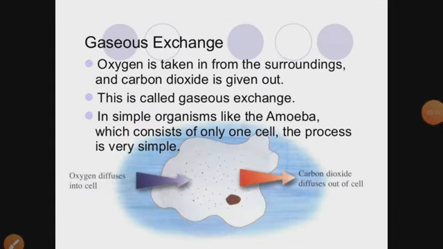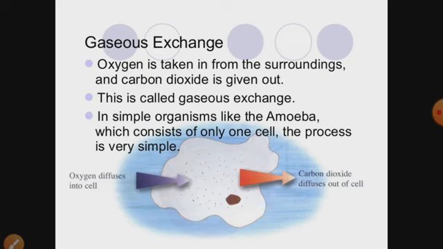Now in this slide you can see oxygen is taken from the surrounding and carbon dioxide is given out. This blue arrow is showing the entry of oxygen from its higher concentration. Higher concentration is in water and it is getting inside. Then when carbon dioxide gets higher in concentration, it also diffuses out of the cell. This is called gaseous exchange. So gases are being exchanged by the process of simple diffusion.